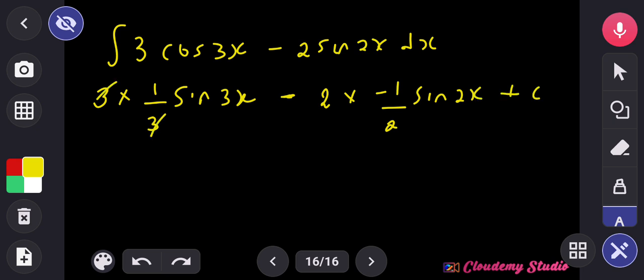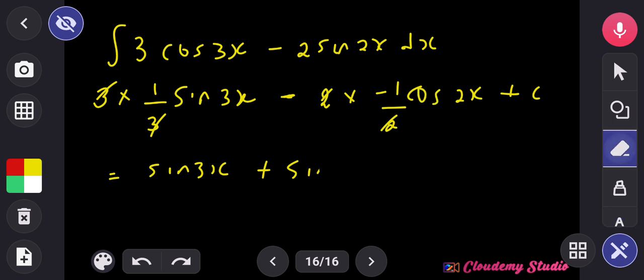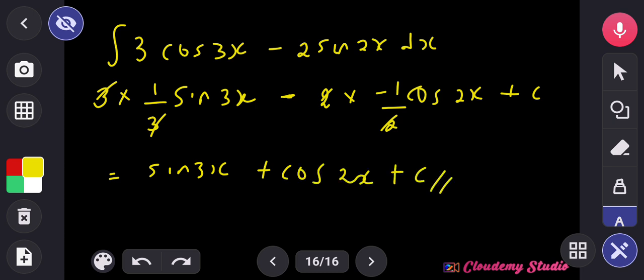3 will cancel out 3, 2 will cancel out 2, therefore we are left with sine 3x, and plus, because minus times minus will give us plus. Sorry, I think I made a mistake. This one is supposed to be cos, pardon me. So plus cos 2x plus c. And this is how to solve questions like this, you understand? It is not that difficult. So this is basic integral.